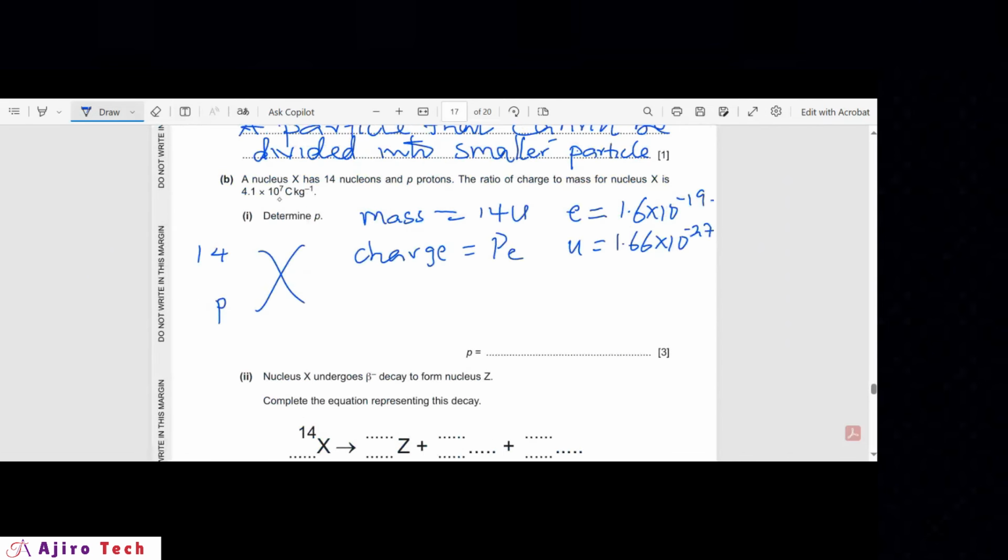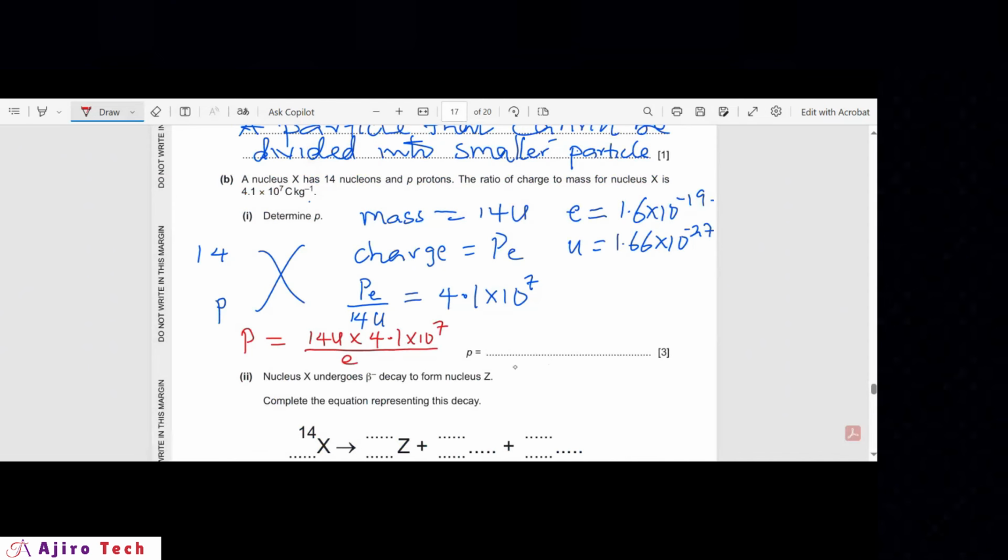Now we have mass from here. This charge over mass gives us P E over 14 U. That's charge over mass, and that's given as 4.17. So we're looking for P. That means cross multiply, so P will give me 14U times 4.17 over E.